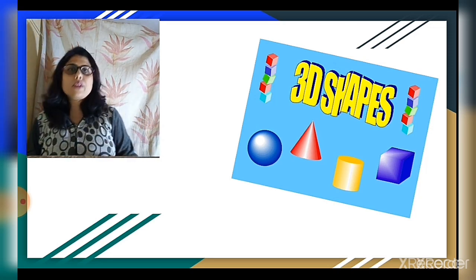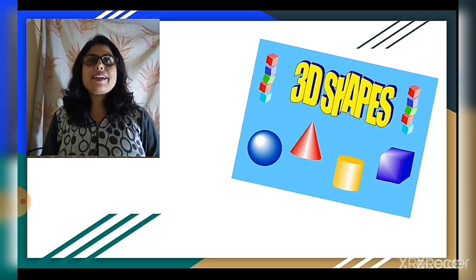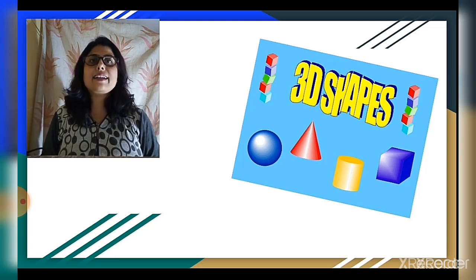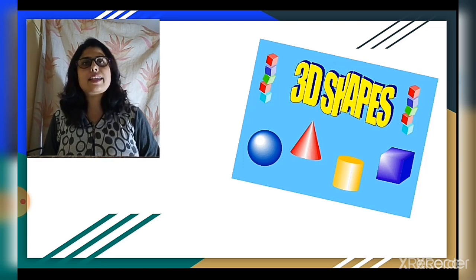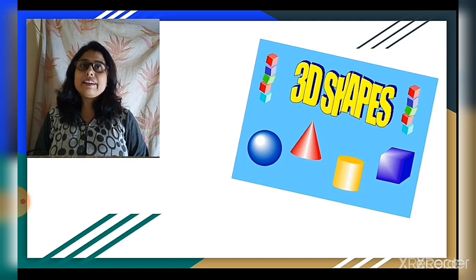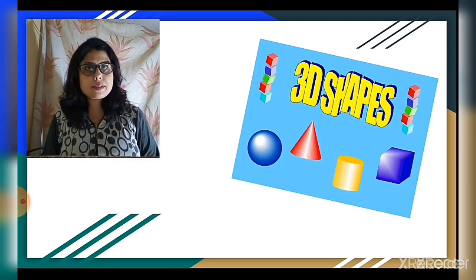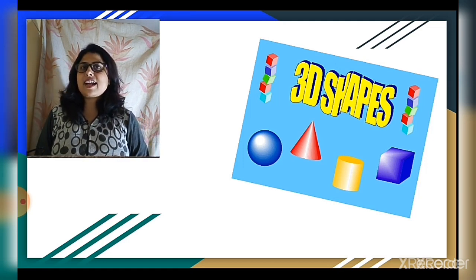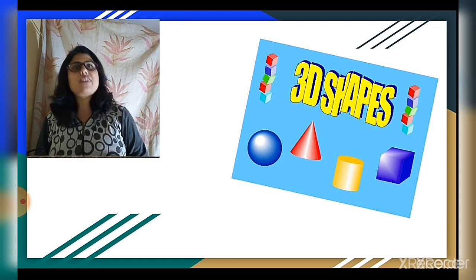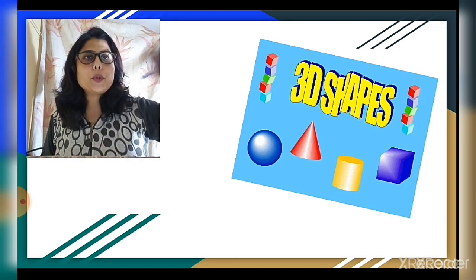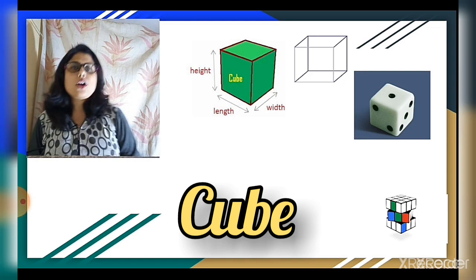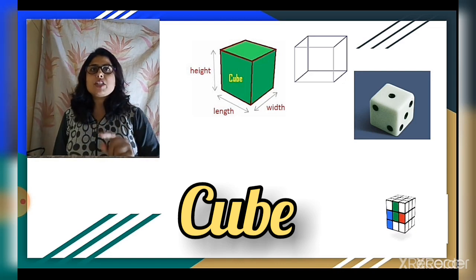There are a few examples of 3D shapes. Let's talk about those examples also. Which are they? Just like cube, cuboid, cylinder, cone. These are 3D shapes. So let's start with our first shape, and our first shape is cube.